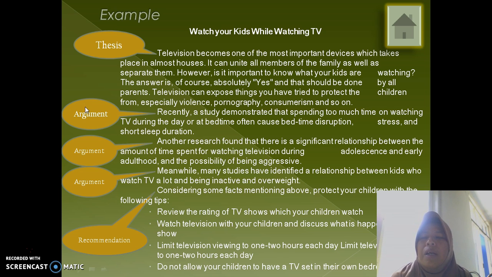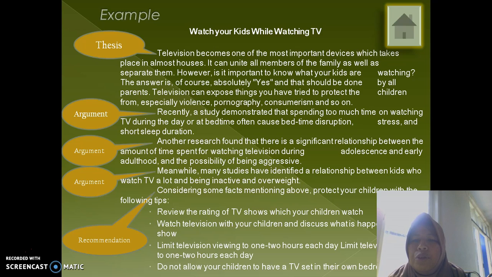Now, paragraph 2, we have the argument. First argument. Recently, a study demonstrated that spending too much time on watching TV during the day or at bedtime often causes bedtime disruption, stress, and short sleep duration. And then paragraph 3, that is argument 2. Another research found that there is a significant relationship between the amount of time spent watching television during adolescence and early adulthood and the possibility of being aggressive.